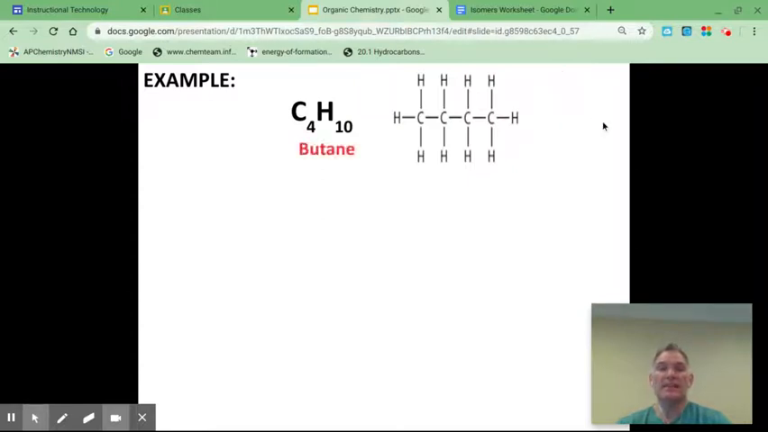This is butane. So the question becomes, does butane have any isomers? And if it does, what are they? Well, an isomer, by definition, again, the formula is the same, but the structure is going to be different. So I have to ask myself, can I change the way this looks, keep the same formula, and then the name changes? And the answer is yes.